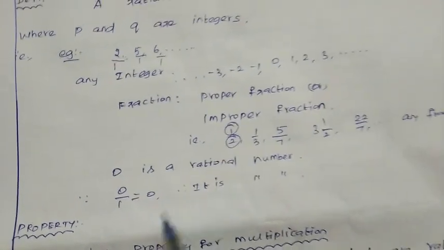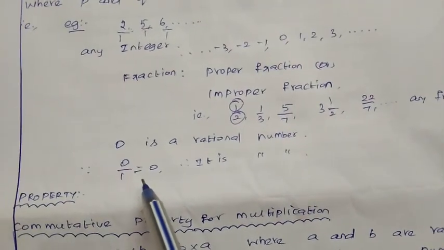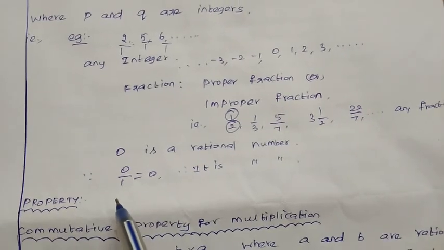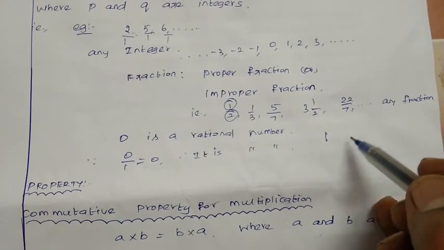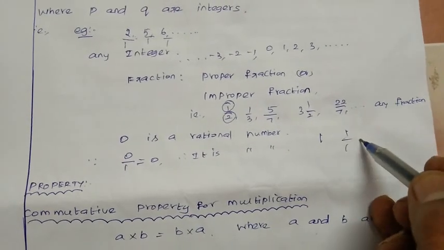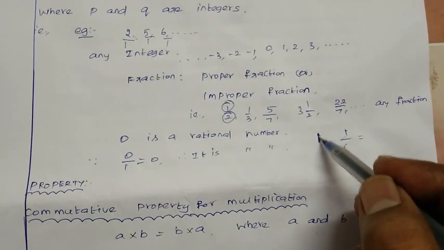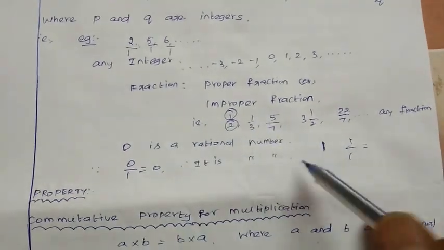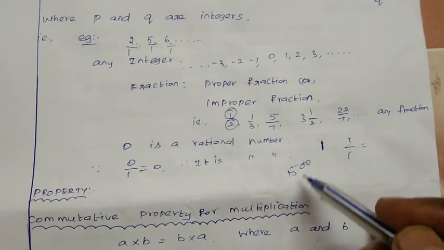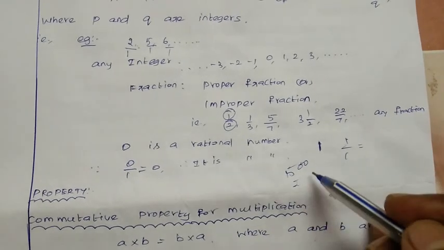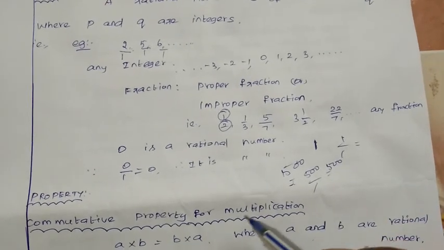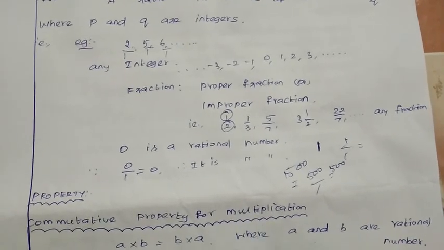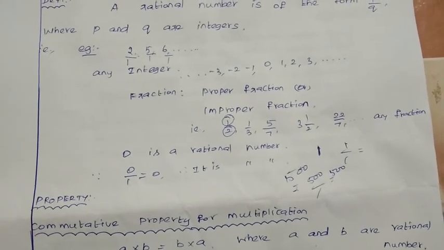Here we have 0 is also a rational number because 0 we can write as 0 by 1, and 0 by 1 has value 0. Another example: we can write 1 as a rational number because 1 by 1 equals 1. So any integer we can write as that number by 1. So 500 we can write as 500 divided by 1, that is 500.